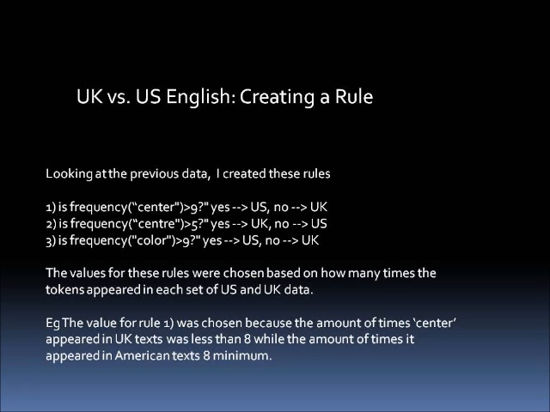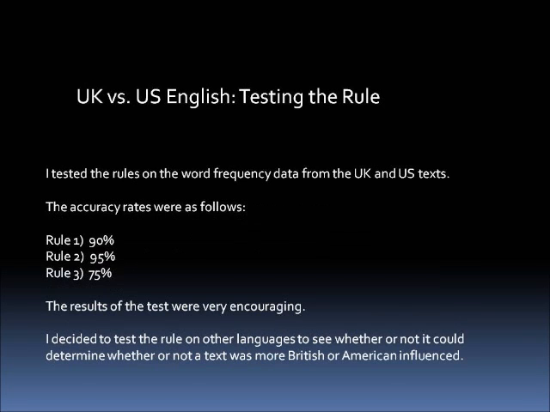So based on the data that I found, I created 3 rules, and these rules were designed to help me determine whether or not a text was of UK origin or of US origin, and the variables for the rules came from the amount of times that they appeared in the word frequency table, approximately.